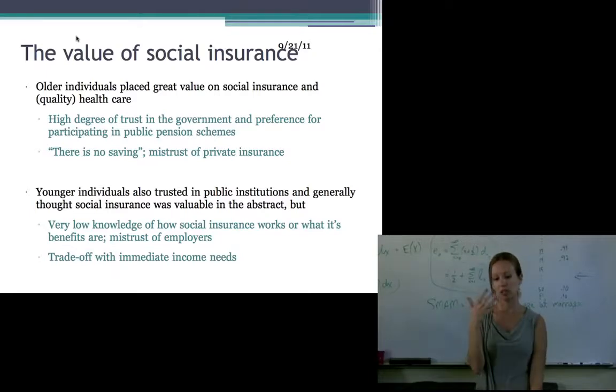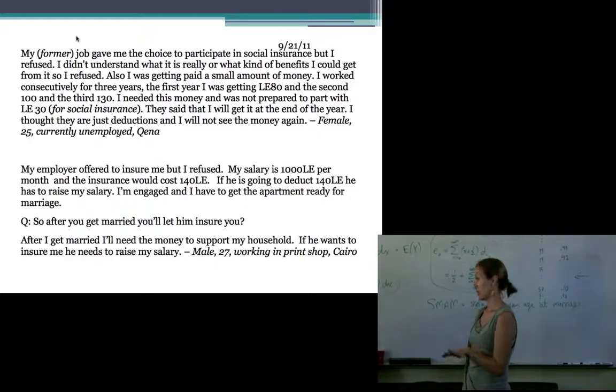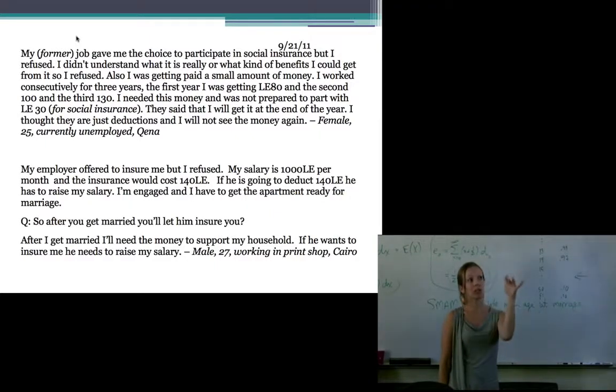And there was a lot of sense of a trade-off with immediate income needs. So these are two people who actually were working in the informal sector, had the option to insure, and rejected it. So the first is a young woman who is currently unemployed, was talking about her previous job, where she refused social insurance enrollment because she didn't understand what kind of benefits she could get from it.